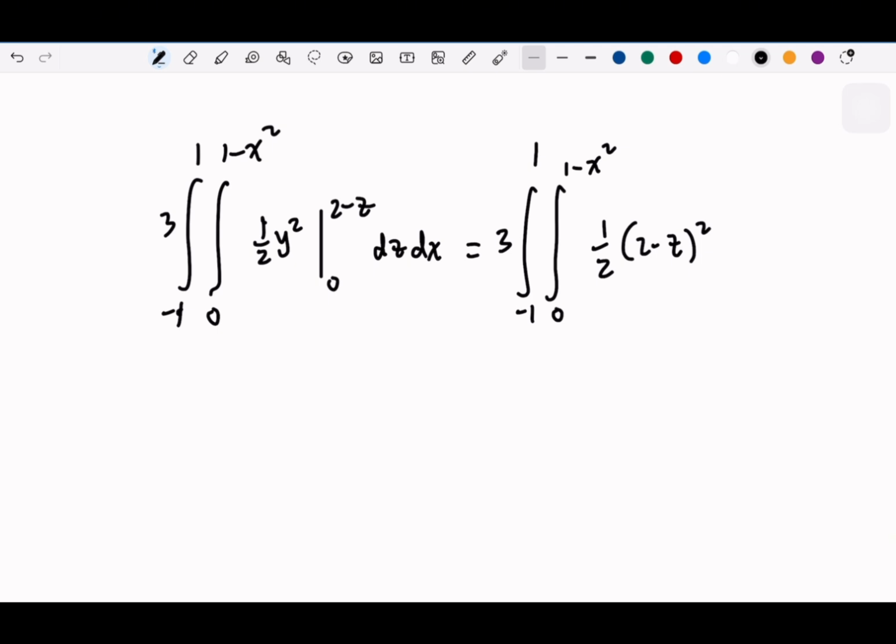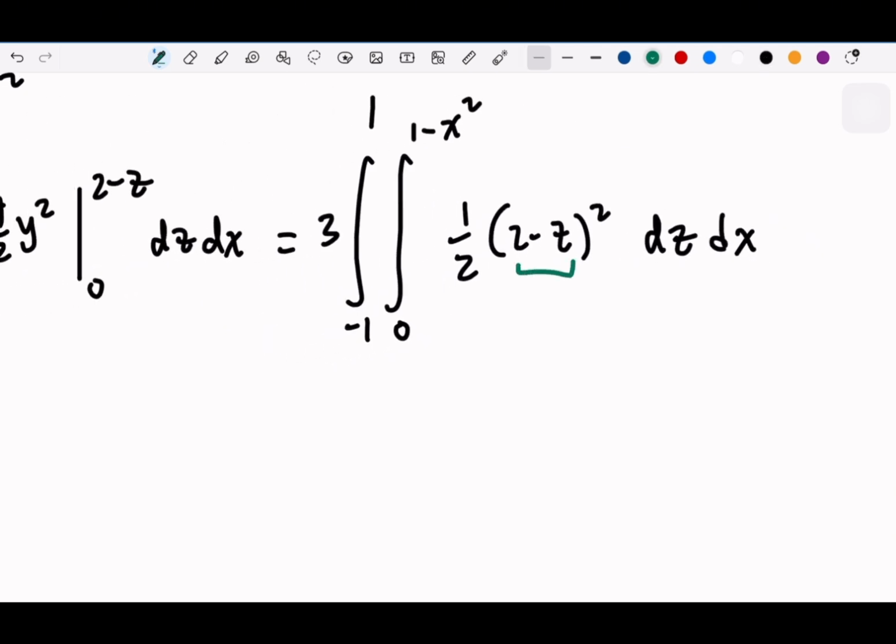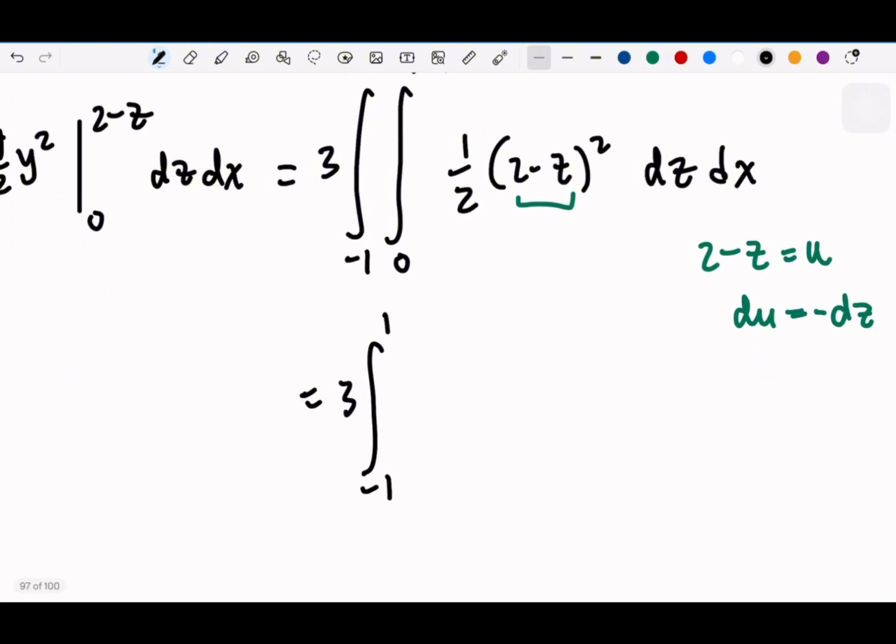Right, and then yeah, dz dx. And then I think we can directly integrate this, or if you want to make the substitutions, we can take 2 minus z as u, and then du will be negative dz. So we need to multiply by negative and then integrate that. So we have u squared. If we integrate, we will have the cube, right? So the cube will be 1 over 3.